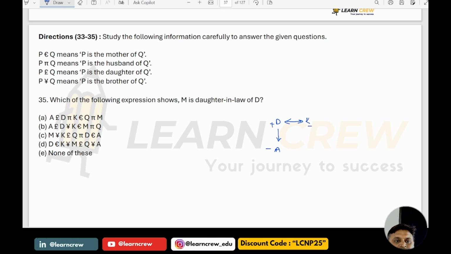Next, K E Q means what? K is the mother of Q. These two are siblings, A and Q. Next, Q pi M means Q is the husband of M. Q is the husband of M means finally M is the daughter-in-law of D. That is satisfied. So the answer is option A.